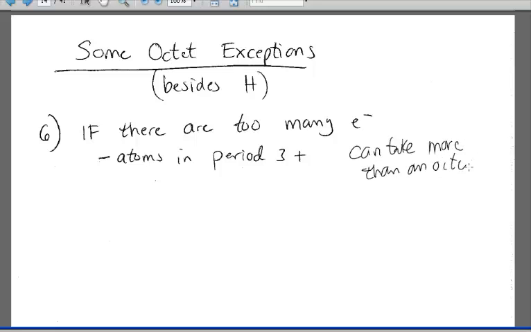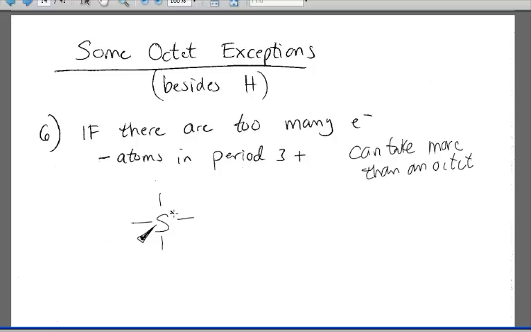We said that boron and beryllium can take less than an octet, and we can make multiple bonds to make octets, but we also find some atoms, particularly phosphorus and sulfur and chlorine, will frequently take more than an octet. There are others. There's xenon, there's krypton. Okay, so one example is sulfur hexafluoride. Sulfur hexafluoride has 6 fluorines on it.